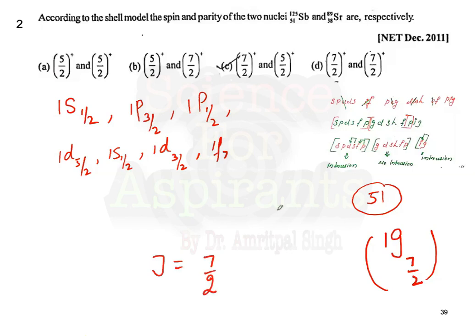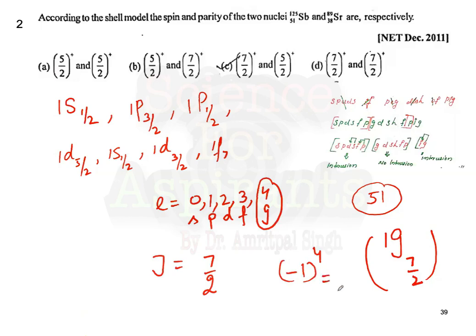And for g, you have to find L. For g, L is equal to 4. So L is 0, 1, 2, 3, and 4, so it is the s, p, d, f, and g orbital. So for g, L will be considered as 4, so the parity will be positive.